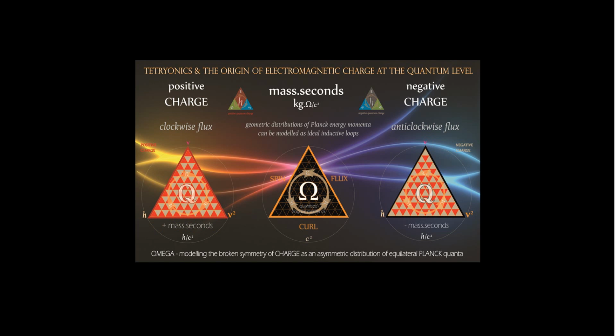Mass seconds, seconds being a measure of time, measure of flux, change, curl, measure of rotation, is in fact charge at the quantum level. And this inability to make either an entirely positive or an entirely negative, or the imbalance, the broken symmetry, is a result of the asymmetric normal distribution of Planck quanta within scalar energies.